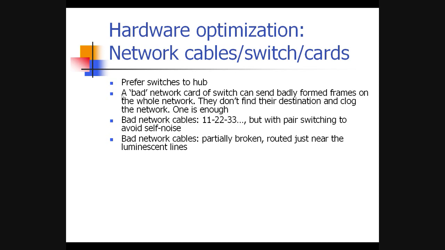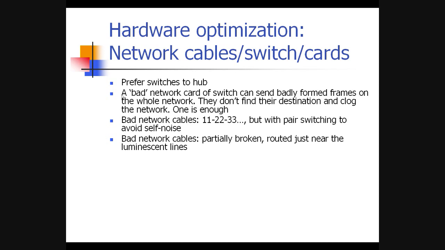You also have the case of the bad network cables because they are partially broken, they are routed just near the luminescent lines, and so on. All that are causes for a network to be extremely slow, and if the network is slow, then your data access is slow. The tricky part is that the network can look slow with your application and not when they are copying one Word file from one machine to the next.